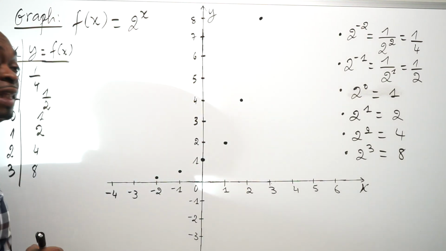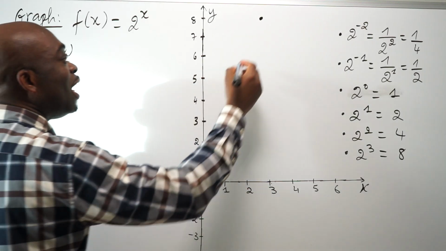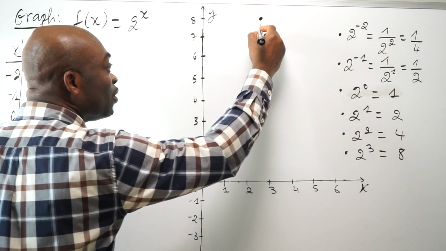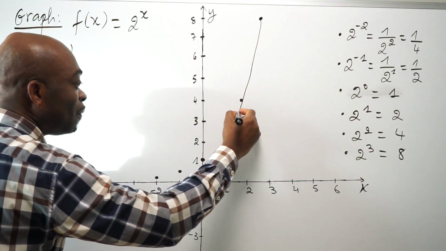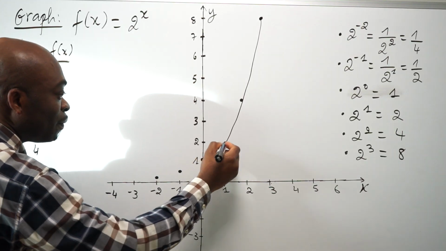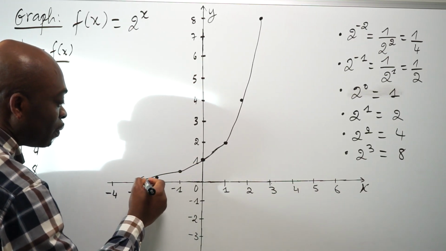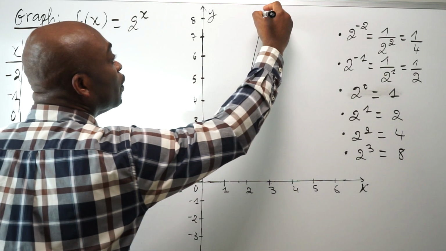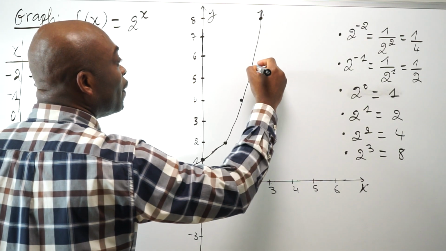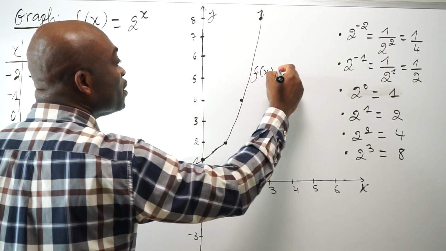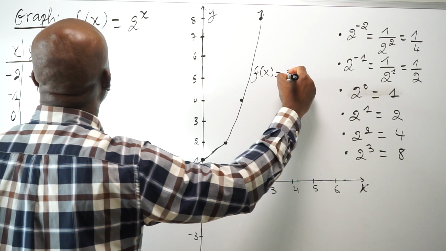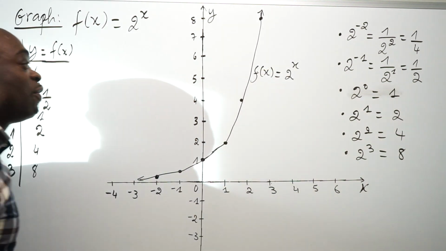And now we can link them up to get our graph, right? So how beautiful, right? So we get this one here. And then we have f of x equals 2 to the power x, which is our function.